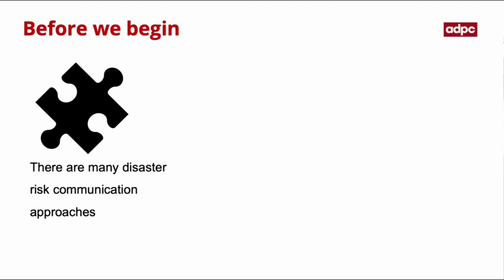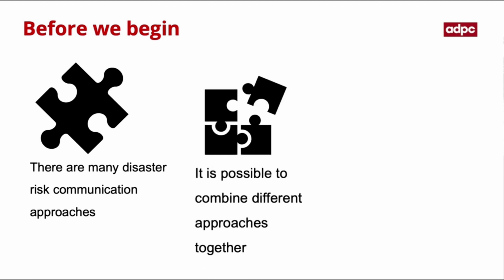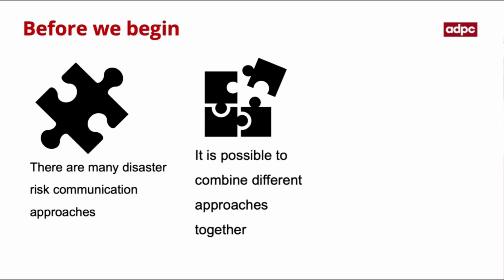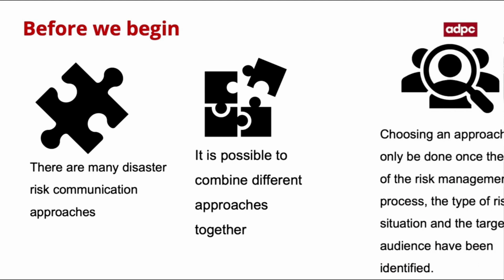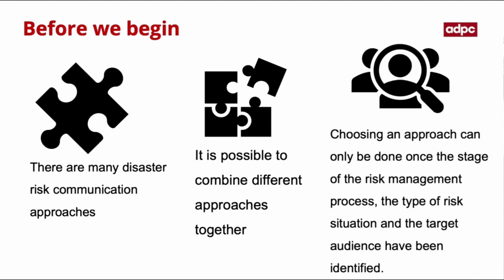Secondly, when developing a disaster risk communication plan, you don't need to choose only one approach. You can also combine multiple approaches together if you think that this will help you achieve your objectives. Finally, you should only choose or design your risk communication approach once the stage of the risk management process, the type of risk situation, and the target audience have been identified. This will help ensure that your approach is appropriate and is more likely to lead to effective risk communication and behavior change. If you have multiple target audiences, you might even have to have a separate approach per audience.